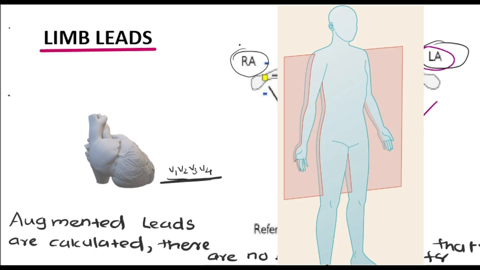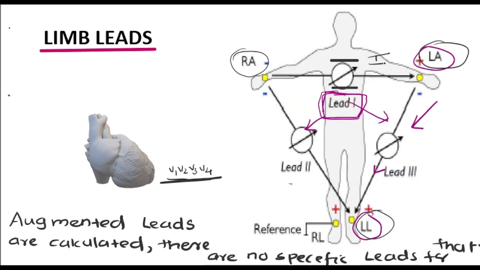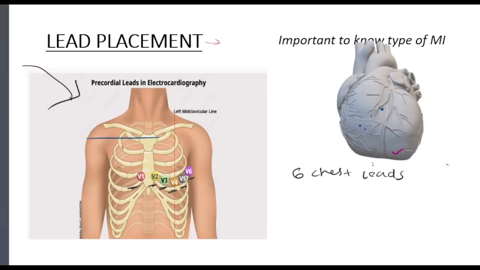Okay, and we have here lead 1, lead 2, lead 3. And we have three more leads. For those, we are not attaching any electrodes, but they are calculated from the limb leads. I will explain that in a while. First we will deal with the chest leads.